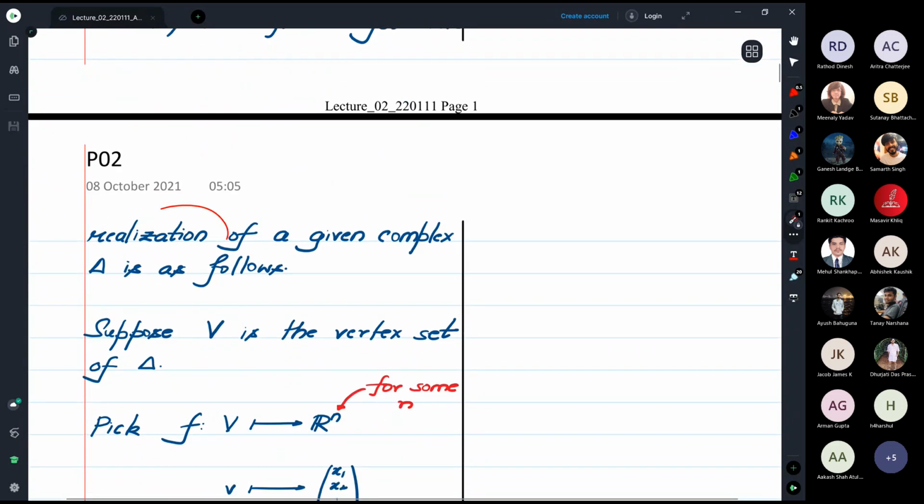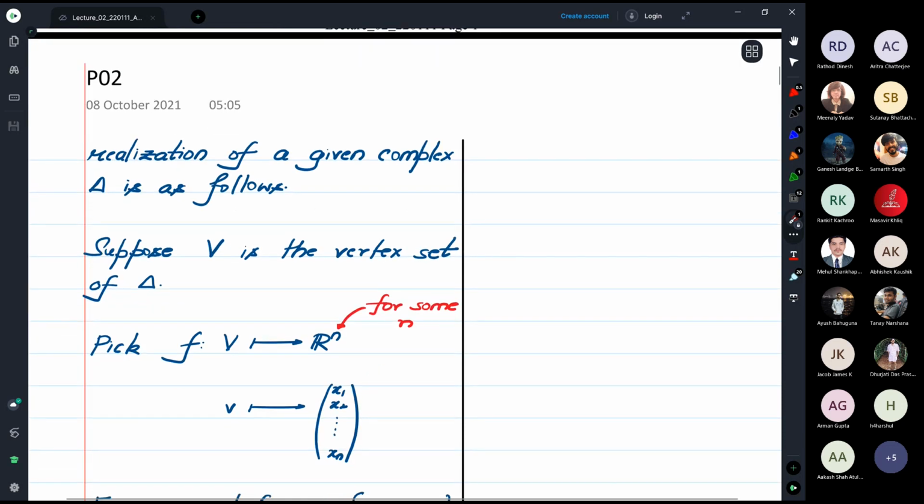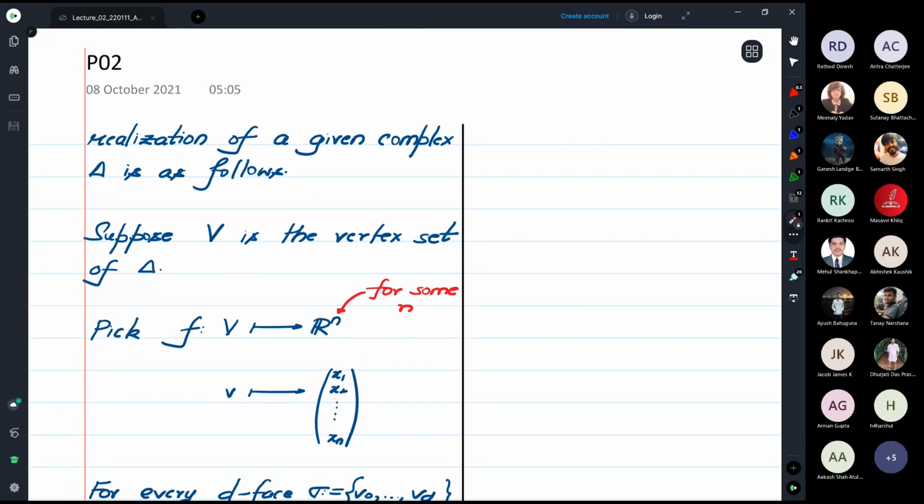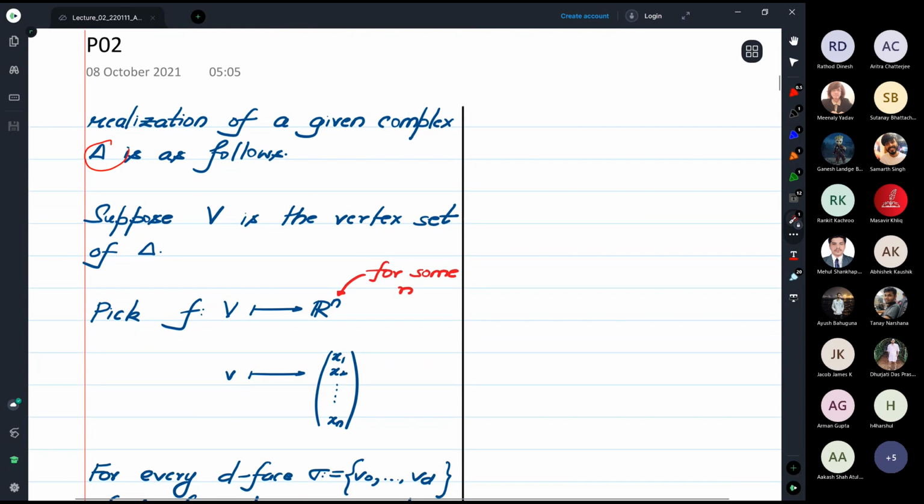Again, the idea is I'm going to somehow specify a recipe that will tell us how to draw or imagine a simplicial complex. So let us say we have been given some simplicial complex delta, and we would like to draw this. The first step is we identify the vertex set of this simplicial complex, as one of you pointed out. This is the collection of all zero-dimensional faces in delta.